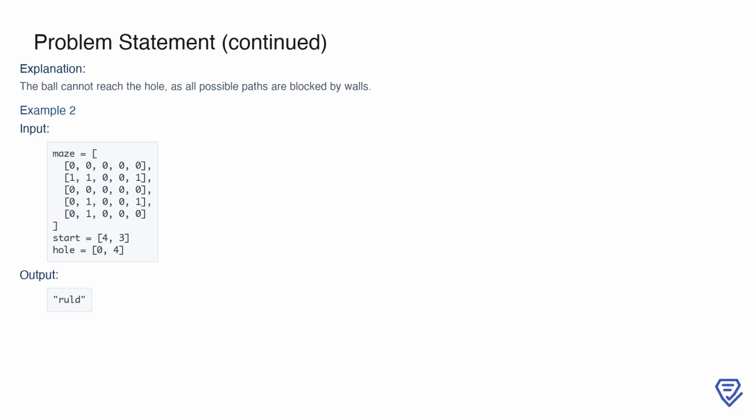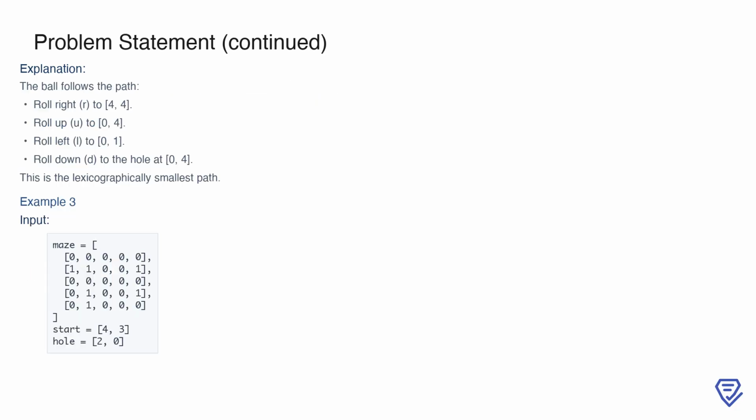Now, let's look at another example where the ball can successfully reach the hole. In this example, the maze remains the same, but the hole has been moved to position 0, 4. The ball starts at 4, 3, and successfully reaches the hole by following a specific sequence of moves. First, it rolls right to position 4, 4. Then, it rolls up to 0, 4. From there, it rolls left to 0, 1, and finally down to the hole at 0, 4. This sequence of moves represents the lexicographically smallest path to the hole.